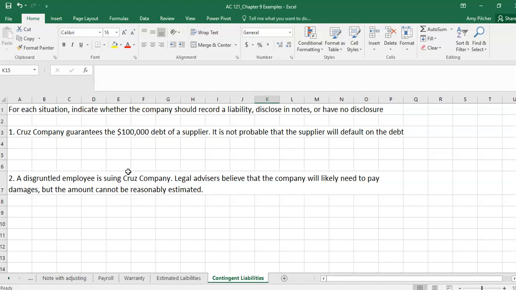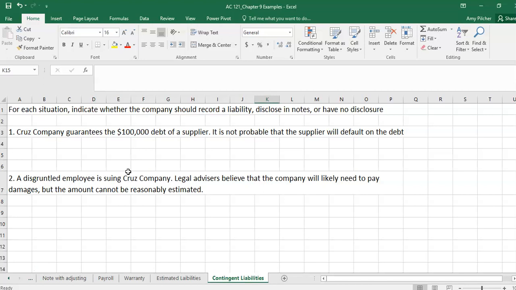If we're absolutely certain it's going to happen, but we don't have a note or don't have an amount, we disclose it in our notes. And if we both don't have an amount and aren't sure it's going to happen, then we do nothing. So in these two examples, first, we have guaranteed the $100,000 debt of a supplier. So what we've done is we've signed off and said that if this supplier stops paying their bills, we will pay this $100,000 on their behalf.